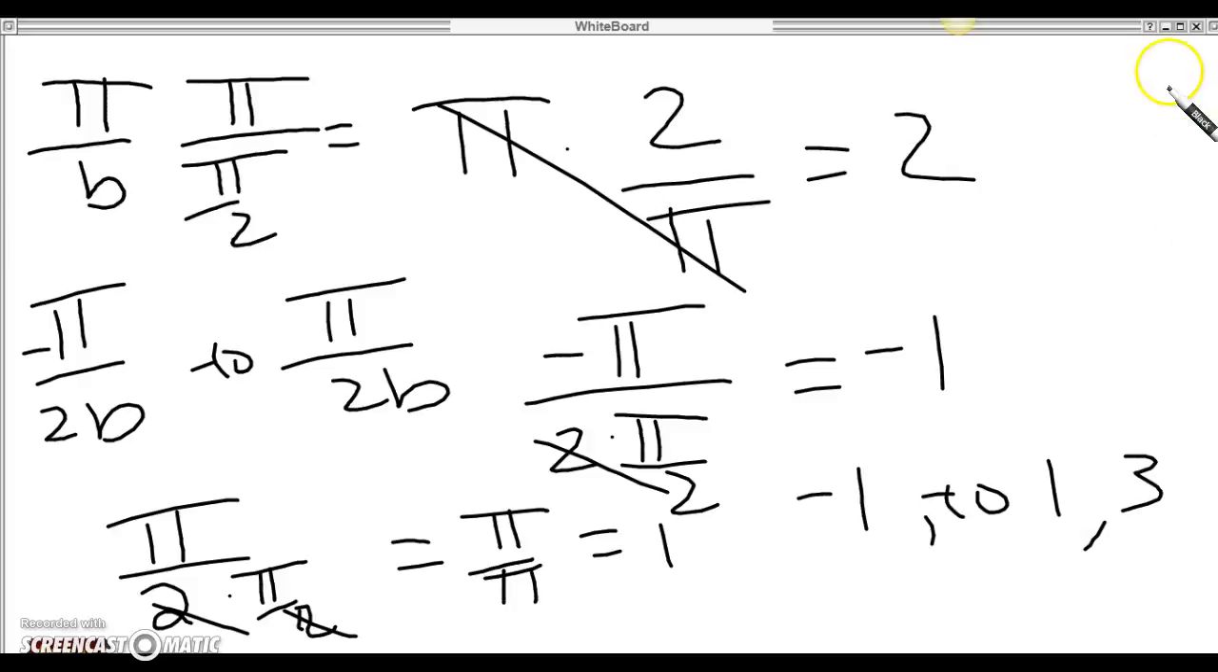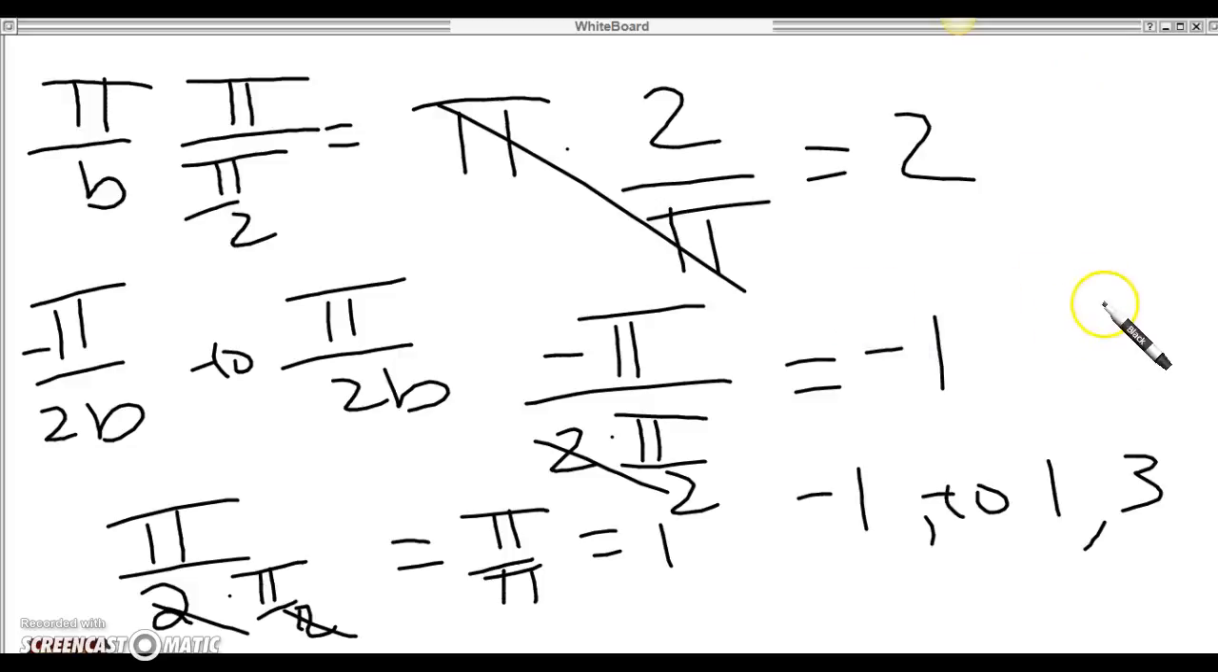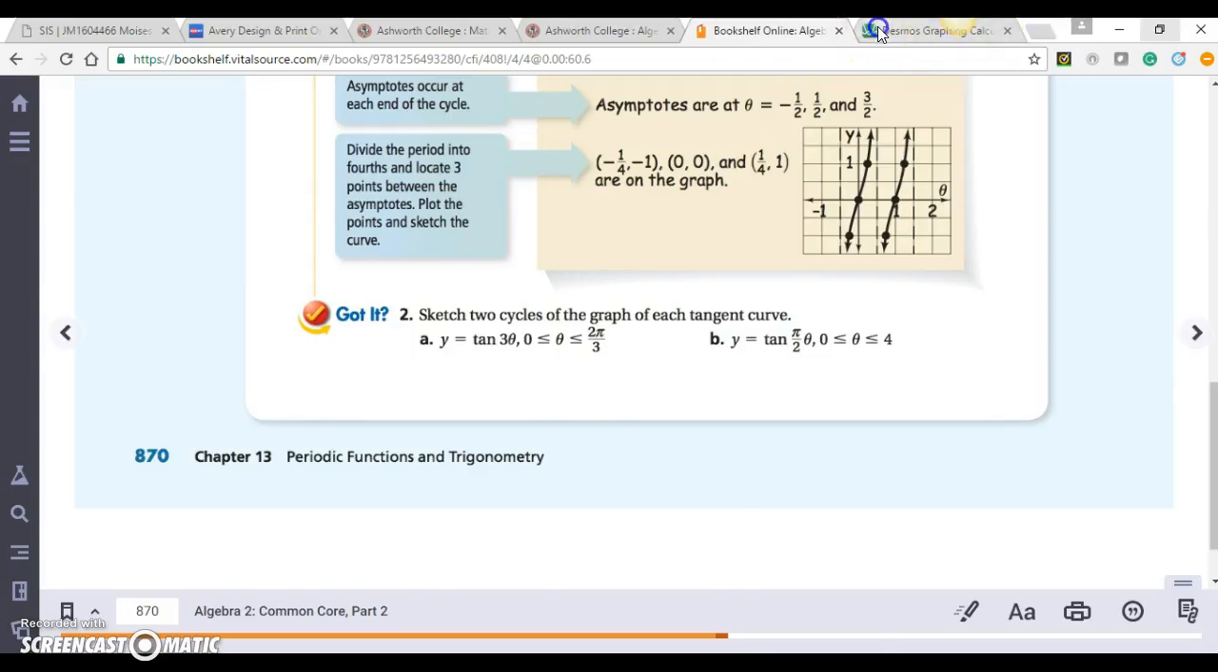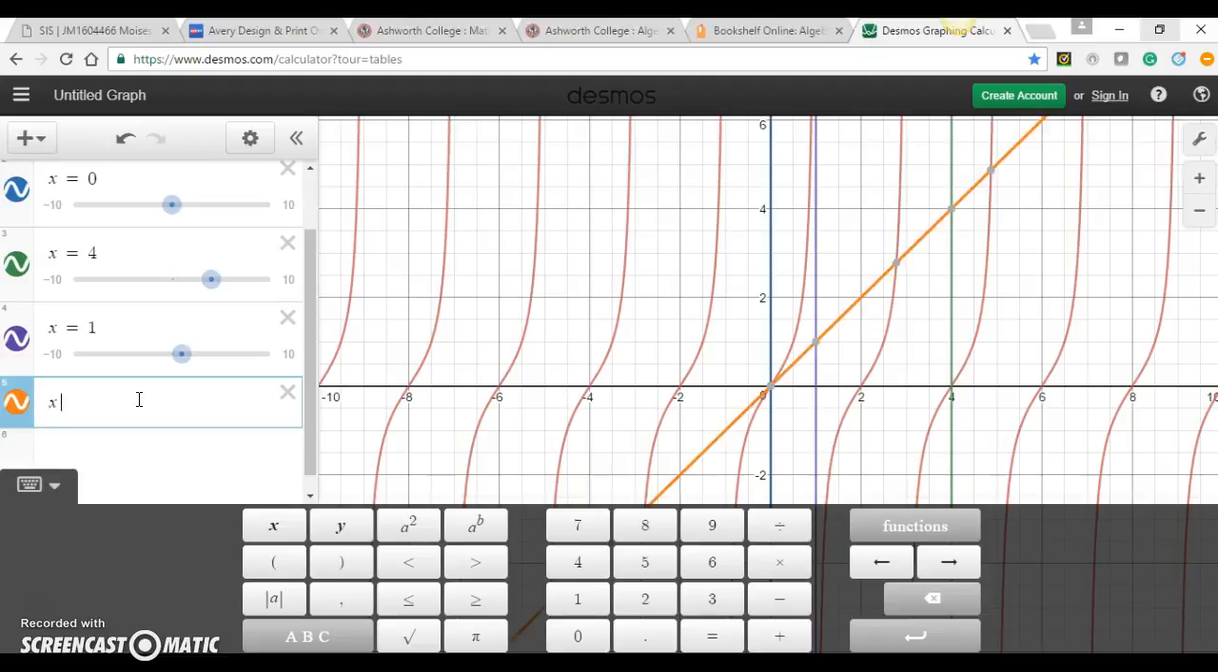So negative 1. But we don't need the negative 1 because I believe our interval is, yes, 0 to 4. So we don't need the negative 1. We won't graph the negative 1, but we will graph the 1 and the 3. So we'll see those asymptotes. So let's put them on our graph. X equals 1 is one asymptote. X equals 3. There's the other asymptote.